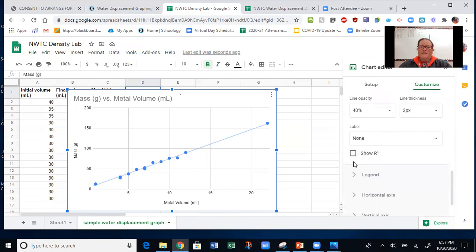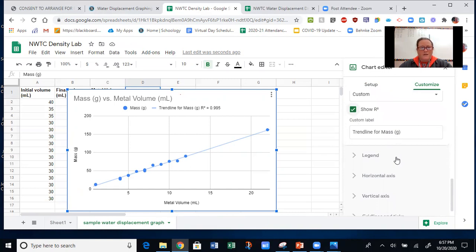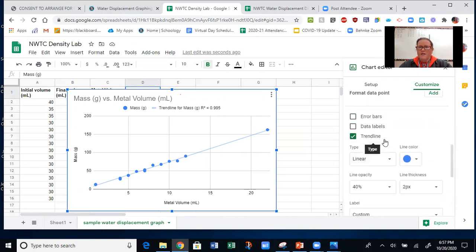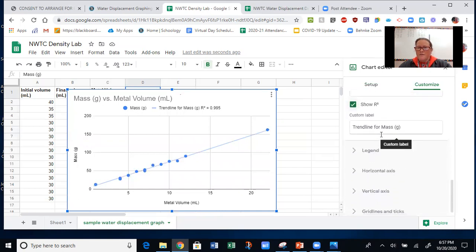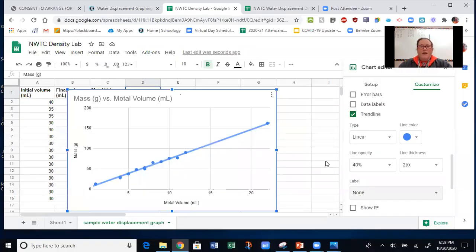Now, when we scroll down a little bit, there's this little box here that says Show R squared. And that used to be something else. I have to pause this recording right now temporarily because it is not the normal thing that it used to be. So I'll be right back in a moment. Okie dokie, I figured it out. I just clicked the wrong thing.